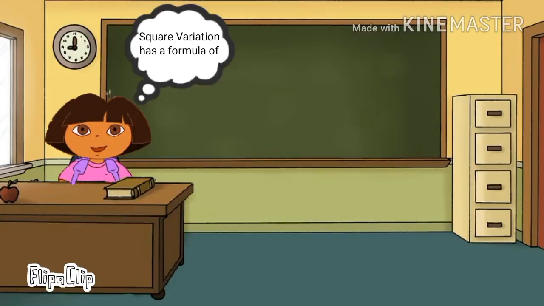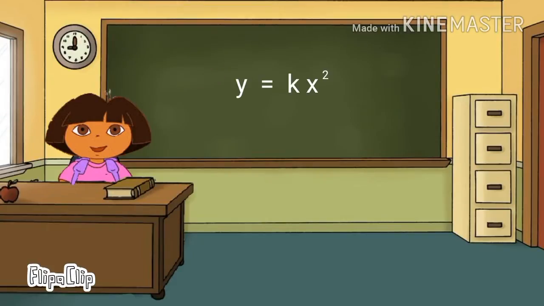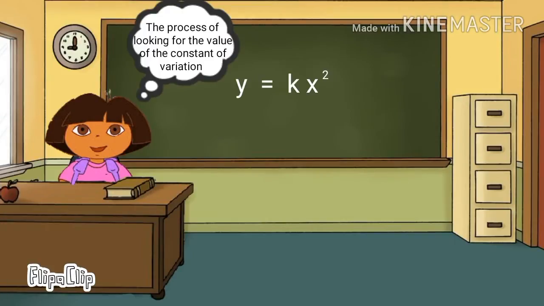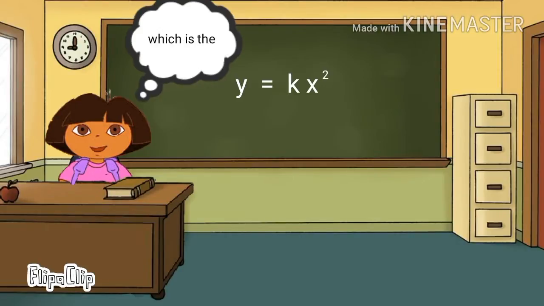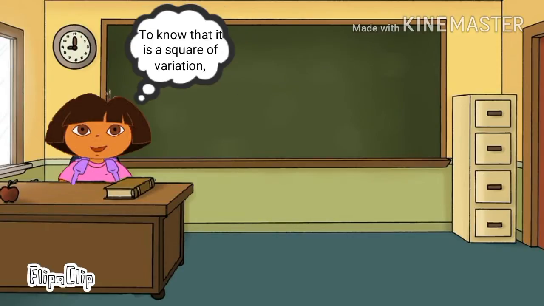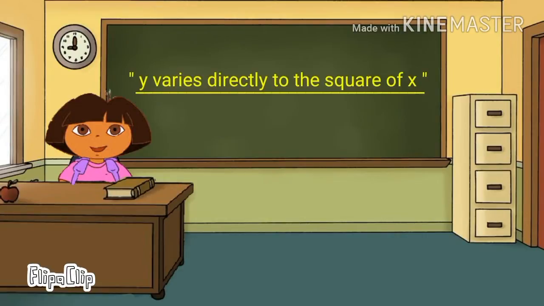Square variation has a formula of y is equal to kx squared. The process of looking for the value of the constant of variation, which is the k, is still the same as in the linear variation, but the x must be squared this time. To know that it is a square variation, we need to familiarize this line: y varies directly to the square of x.